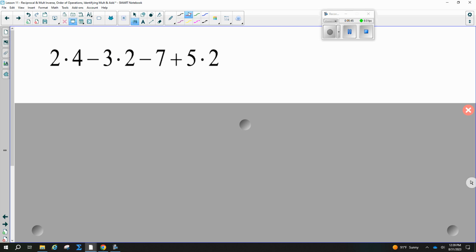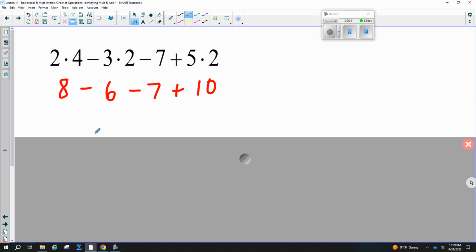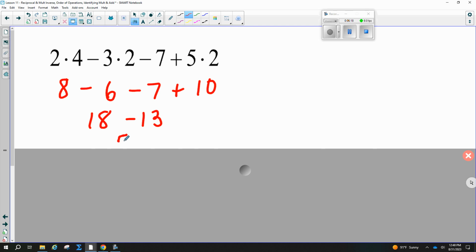Again, there's no parentheses, there's no exponents, so just make sure you do your multiplication and division first and your addition and subtraction last. Yes? What if we use the method we were taught? Yeah, you can use that. Okay, 2 times 4 is 8, minus 3 times 2 is 6, minus 7, plus 5 times 2 is 10. I like to then add all my positives together to make 18, add my negatives together, which is -13, and subtract.